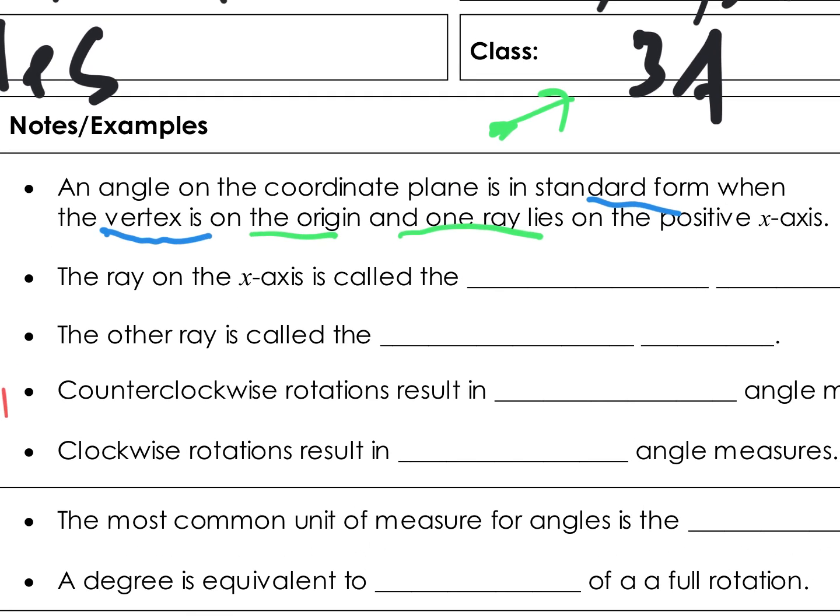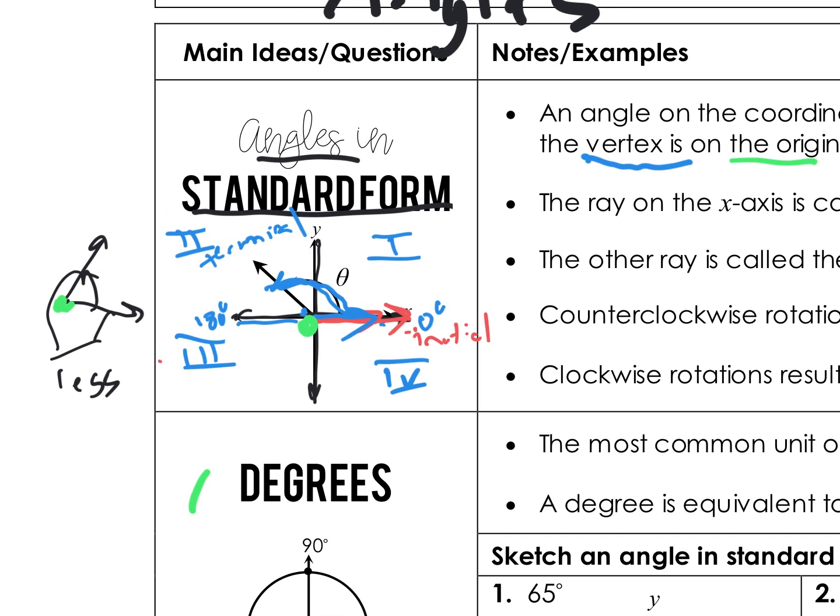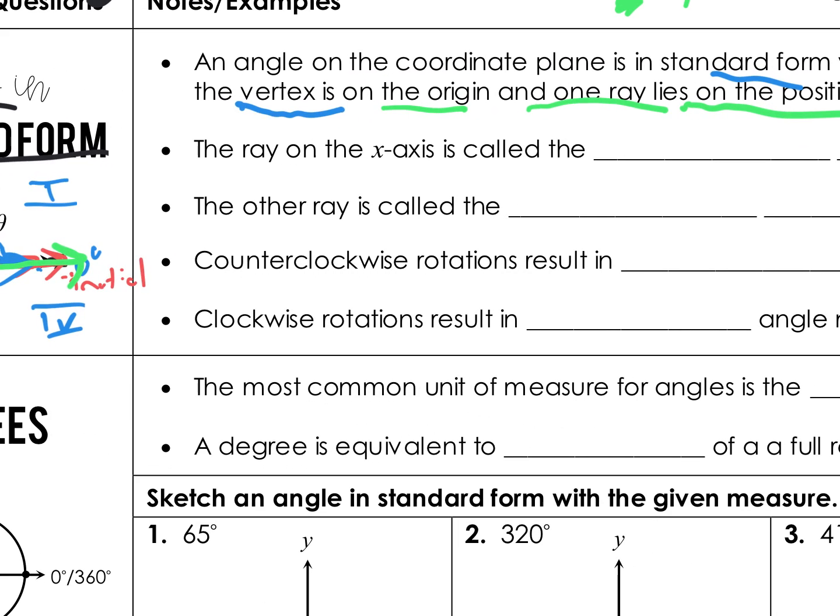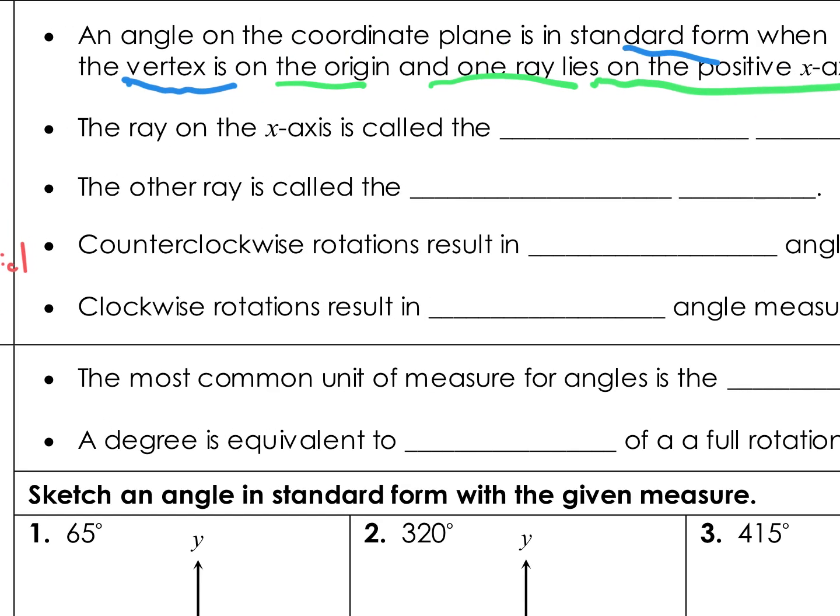And it lies on the positive x-axis. One lies on the positive x-axis. That's this right here, positive x-axis. The ray on the axis is called, oh, there it is. The ray that stays on that x-axis is called the initial.